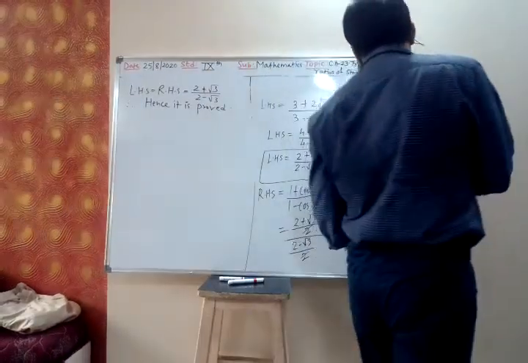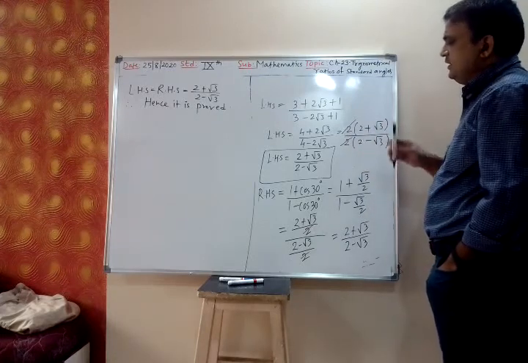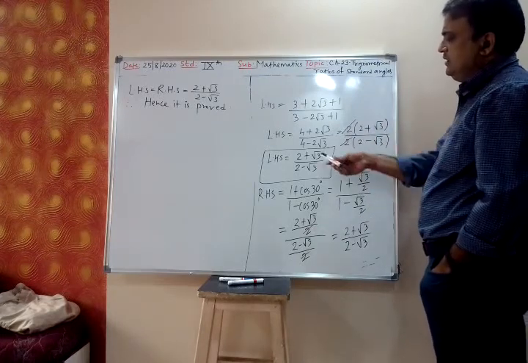See my dear, 2 plus root 3 and 2 minus root 3 you cannot cancel, because they are having different terms.